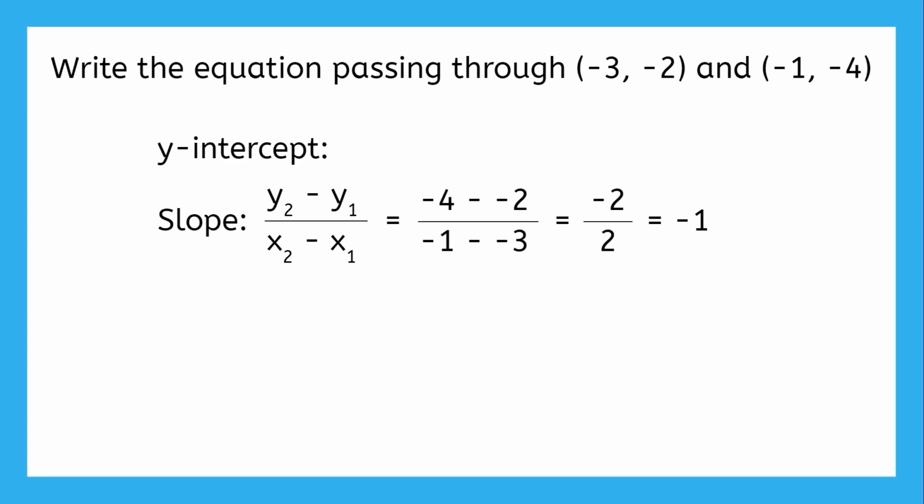But we still don't have a y-intercept, so our equation at this point is y equals -1x plus b. Remember, b is the variable that we use for the y-intercept until we know what it is.